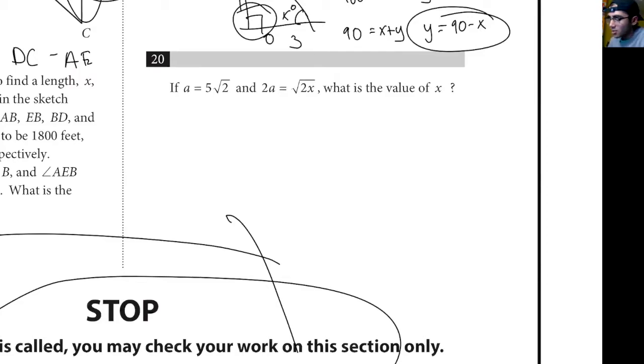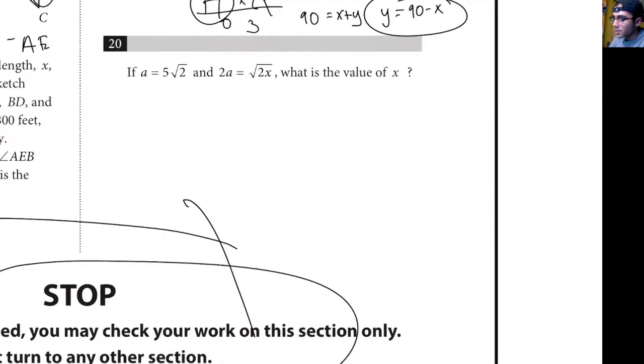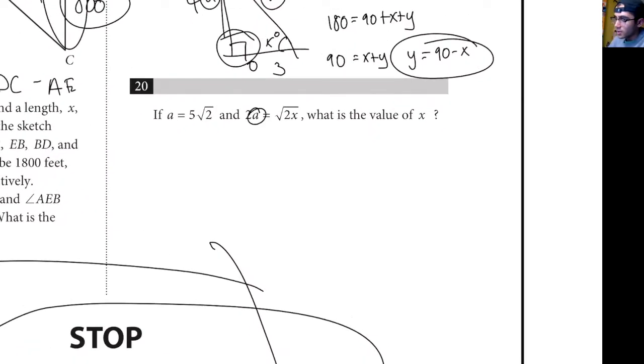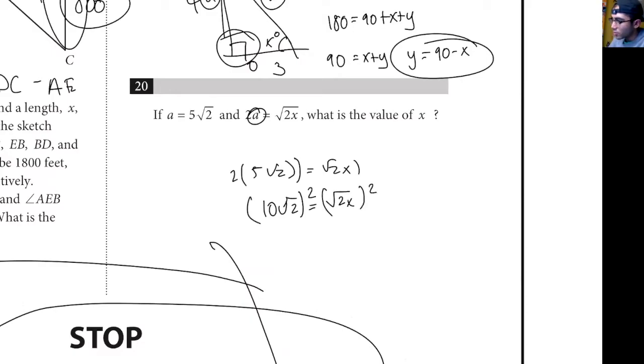All right, let's get this quick question out of the way, and then we'll go over a Q&A and some other stuff in the future. All right, so if a is equal to 5 square root of 2 and 2a is equal to square root of 2x, what is the value of x? So a is equal to this, so 2 times 5 square root of 2 is equal to square root of 2x, right? That means 10 square root of 2 is equal to square root of 2x. Square both sides to get rid of the square root. Then we're left with 100 times 2 is equal to 2x. 200 is equal to 2x. x is equal to 100. Any questions here?